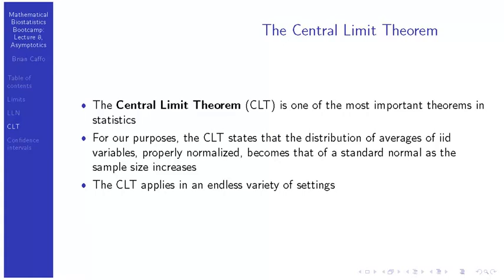Basically what the CLT states is that the distribution of averages of IID variables, properly normalized, becomes that of a standard normal as the sample size increases. It's basically saying that if you want to evaluate error rates associated with averages, it's often enough to only compare them relative to a normal distribution. And the CLT applies in an endless variety of settings.